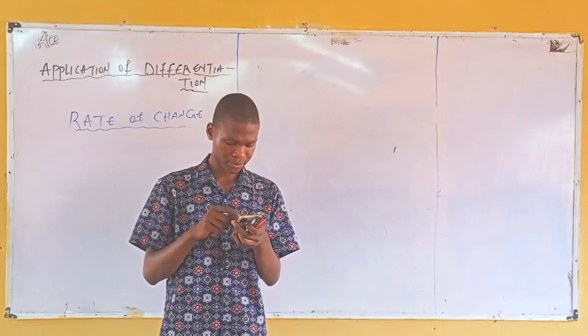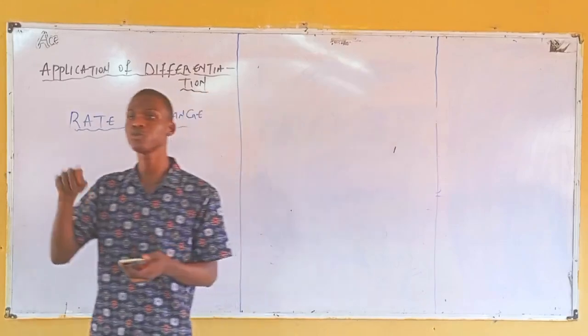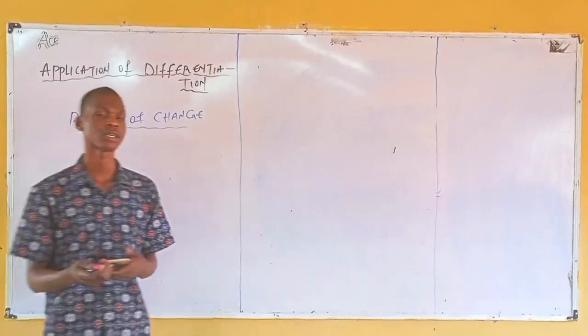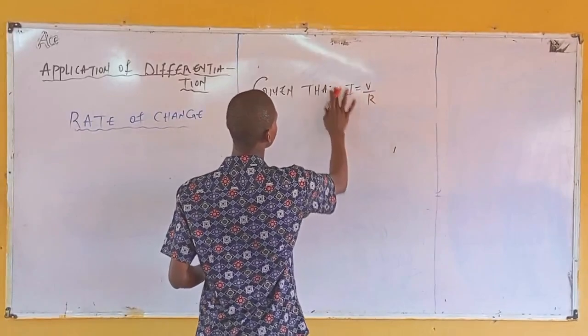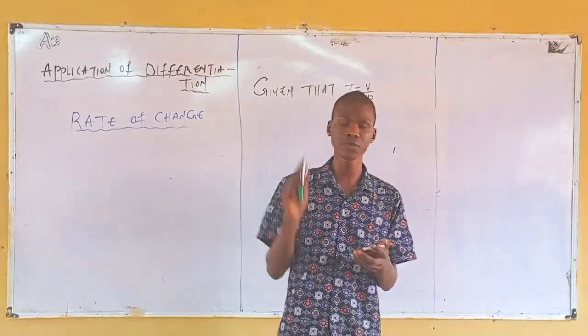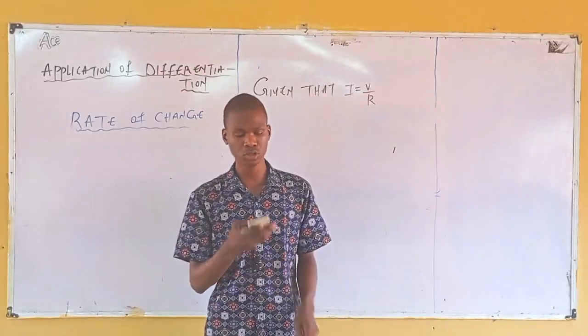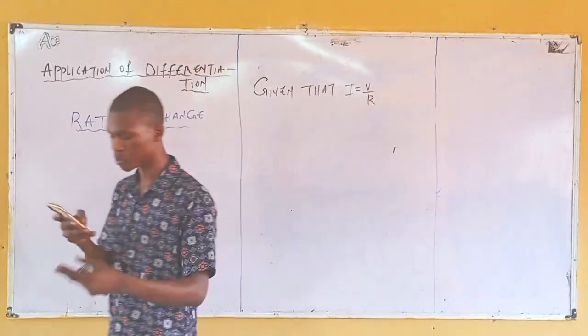The question says that given that I is equals to V over R. What formula is that? Ohm's law. Yeah. Given that I is equals to V over R, and V is equals to 250 volts and R is equals to 50 ohms. Full stop.